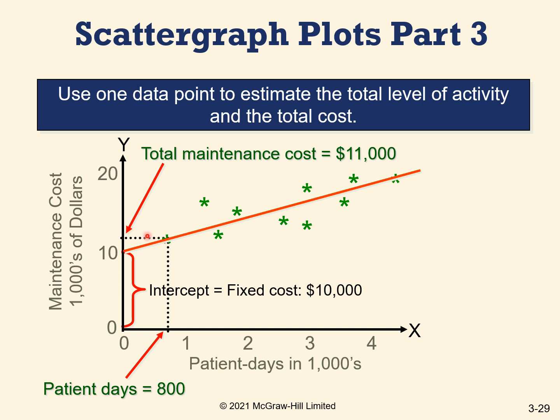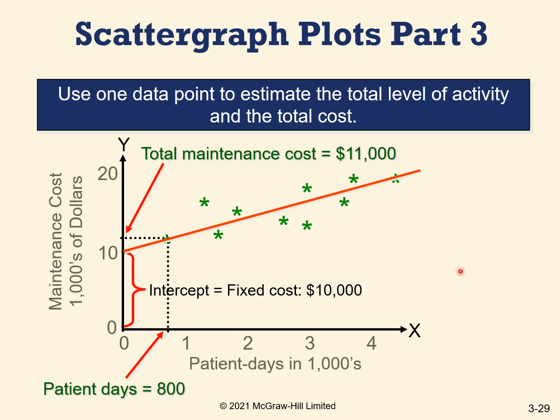We also figured out our total patient days was 800 for where it hits right here between the 0 and the 1, and this is in thousands, so that's our 800. And we can also glean the information that when our patient days is 0, our activity driver is 0, and we still have a cost of $10,000, well, that must mean that where this line intercepts the y-axis must be our fixed cost.